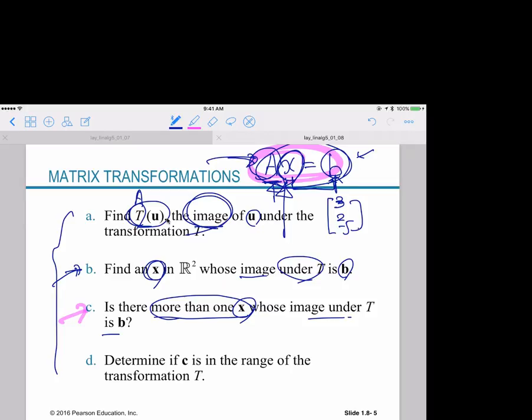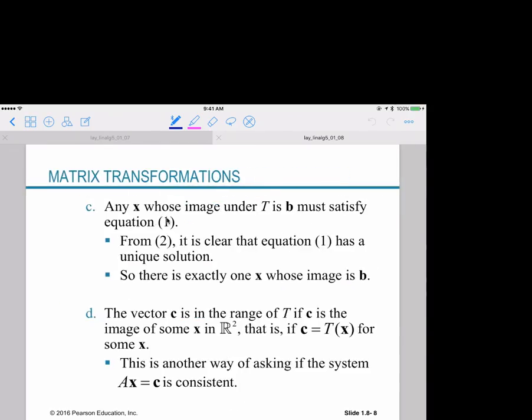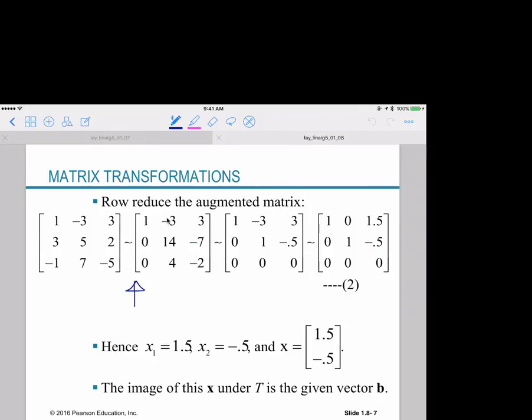This is the same as asking whether we have multiple solutions for x satisfying this equation or only one solution x. That becomes obvious from looking at this reduced echelon form, which is our coefficient matrix.